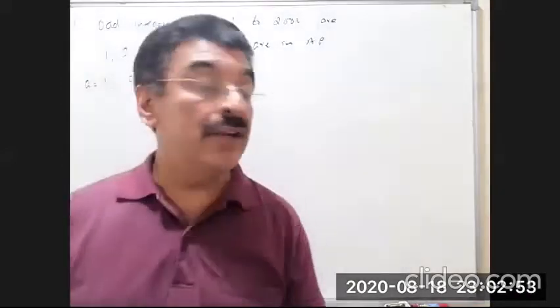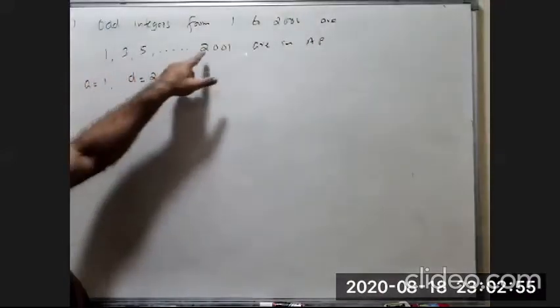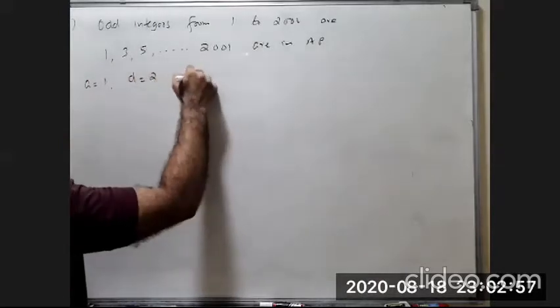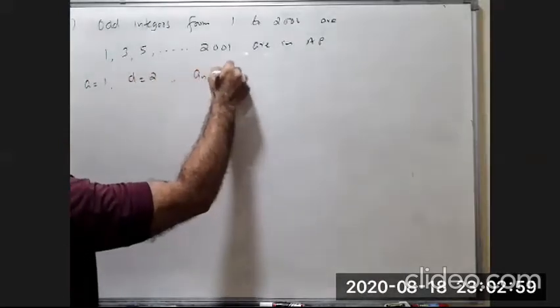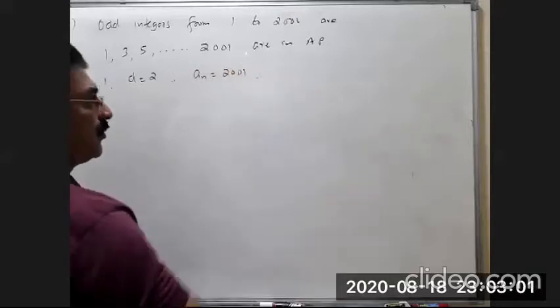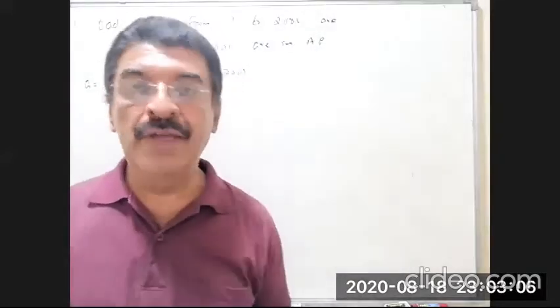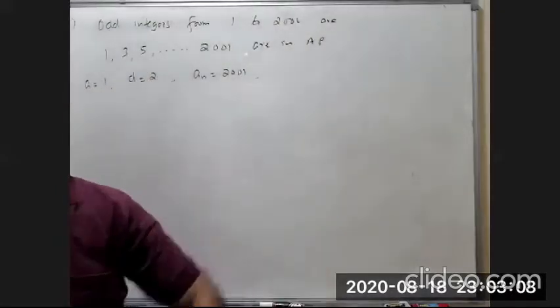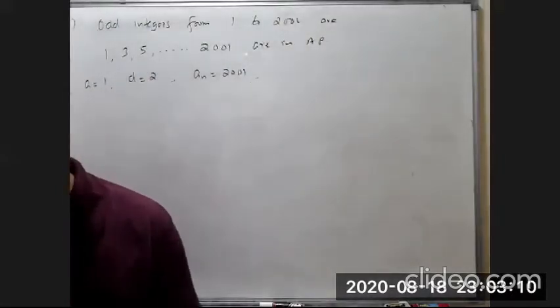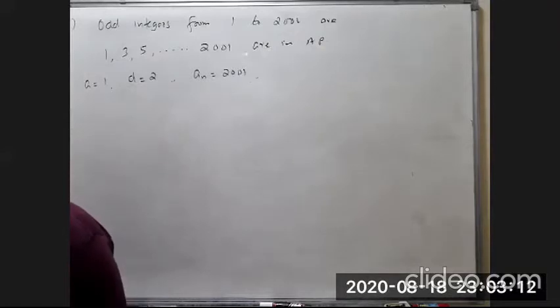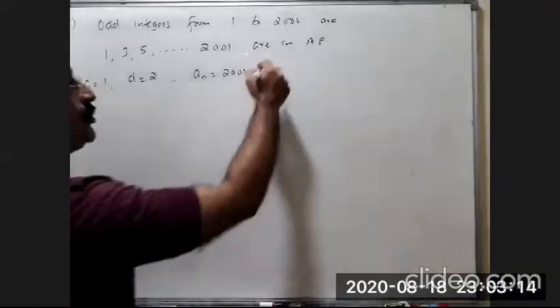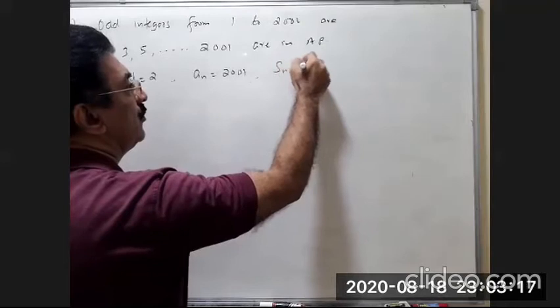Then what else is known? In this AP, whenever the last term is known, that is an, 2001. So a, the first term, d, the common difference, and an, the last term, we can write from the given AP. What is the question? Find the sum. Our question is to find Sn.